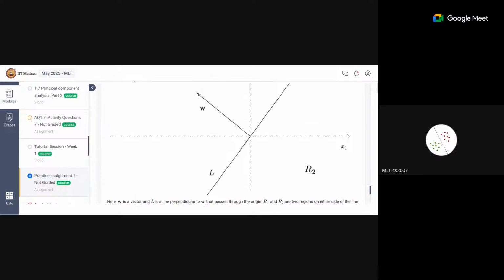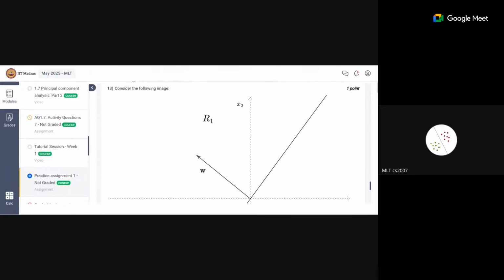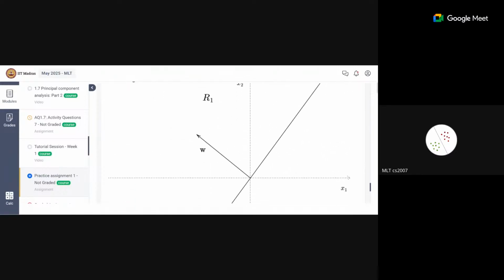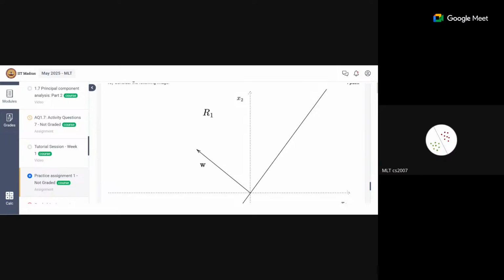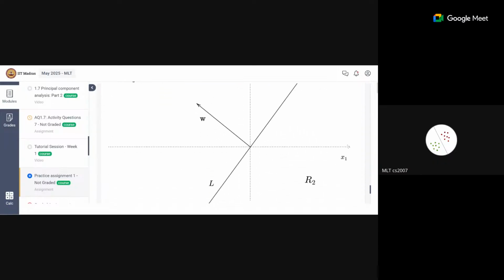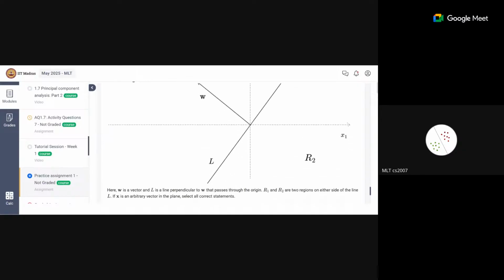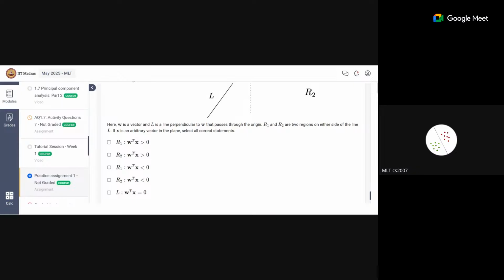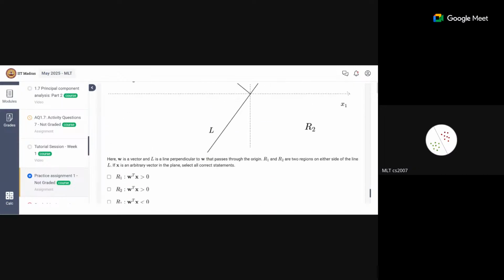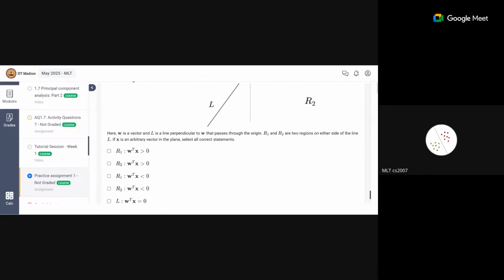Okay. What does it say here? You are given an image. So there is this vector W. Sorry, this figure is just too big, it doesn't fit here. So this W is the vector, and L is the line, I think, perpendicular to W. And there are two regions given to you, R1 and R2. If X is an arbitrary vector in the plane, select all the correct statements.